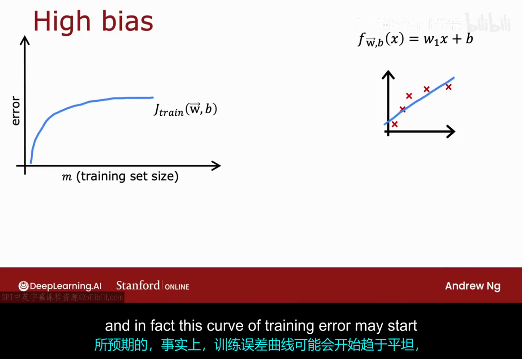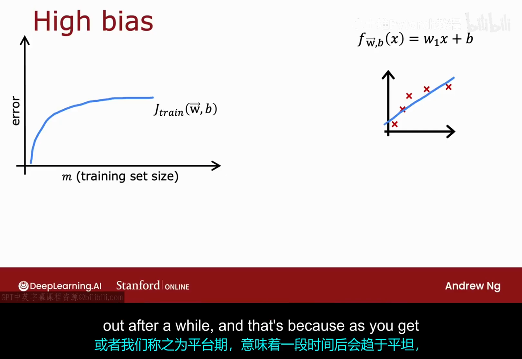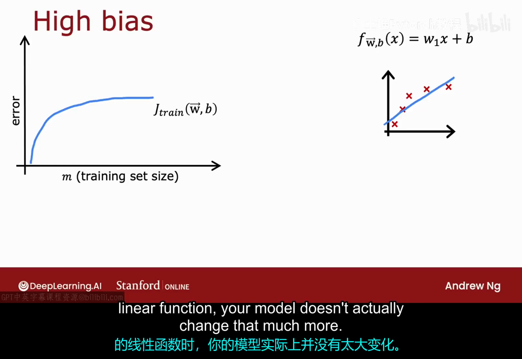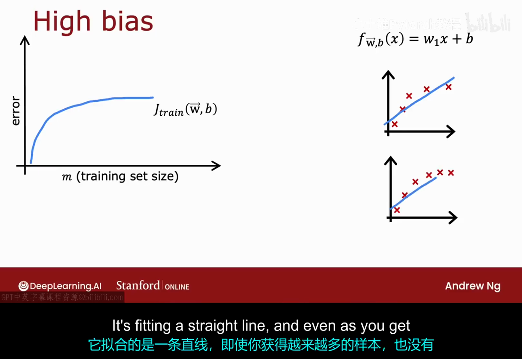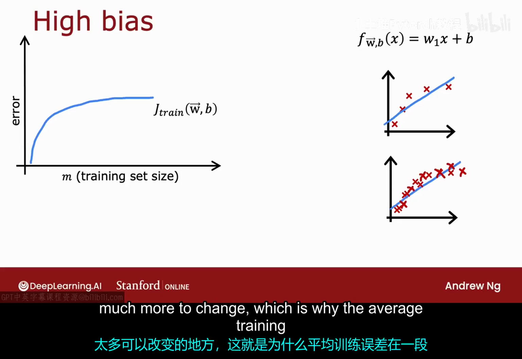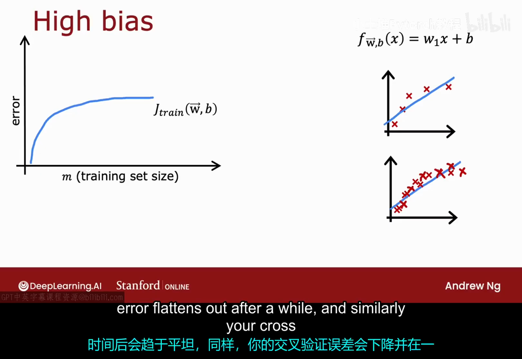And in fact, this curve of training error may start to flatten out, or we call it plateau, after a while. That's because as you get more and more training examples, when you're fitting this simple linear function, your model doesn't actually change that much more. It's fitting a straight line, and even as you get more and more examples, there's just not that much more to change, which is why the average training error flattens out after a while.